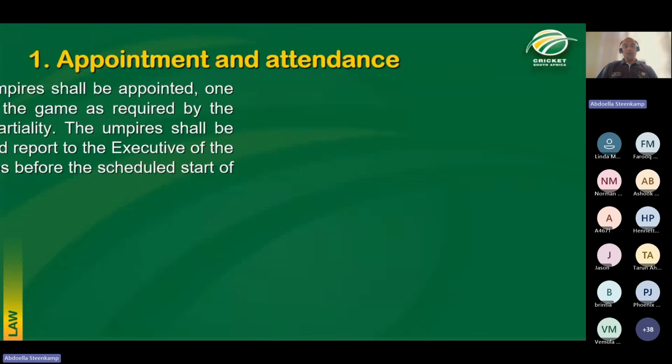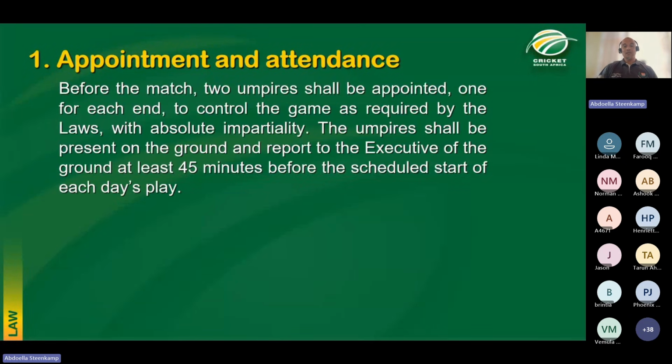When it comes to the umpires, they need to be at the ground 45 minutes before play is about to start. There are lots of duties that the umpires need to perform. That's why it is 45 minutes before play starts. So if it is a 10 o'clock start, umpires at the latest need to be there by 9:15 a.m.